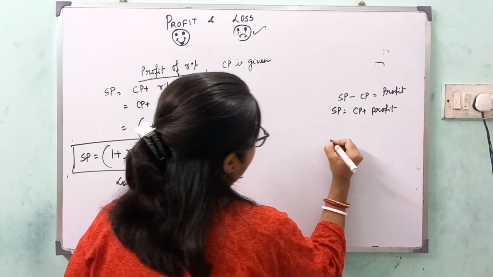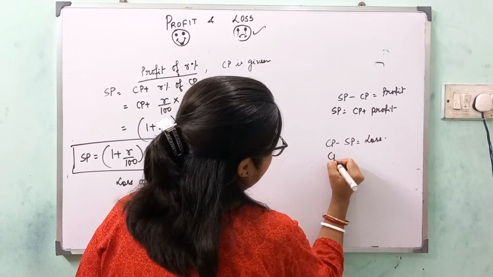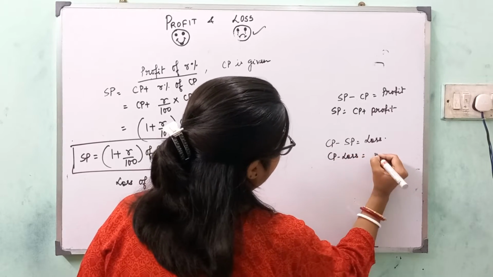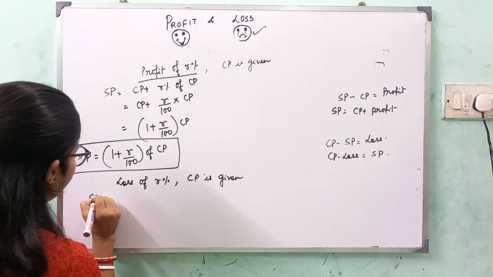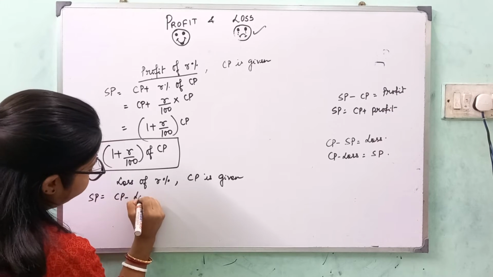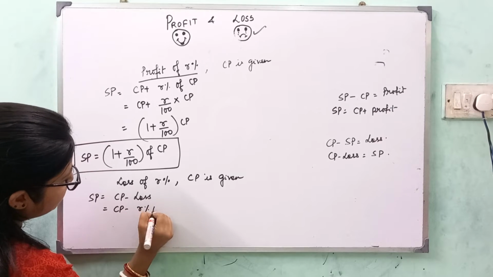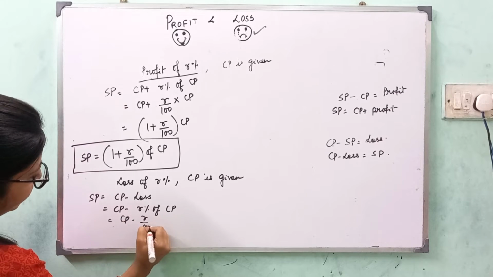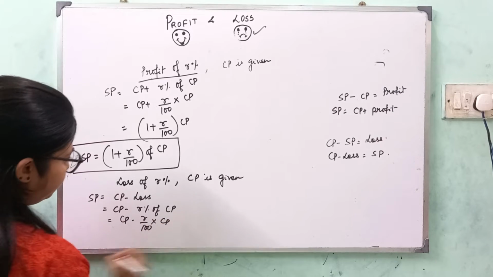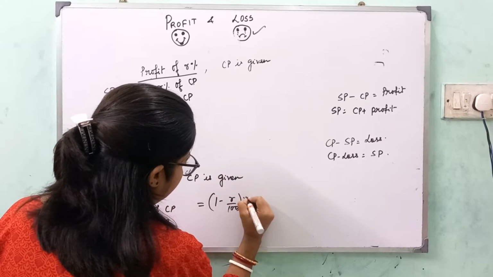Now we just checked over here, CP minus SP is equal to loss. So CP minus loss is equal to your SP. The cost price minus the loss is your selling price. So SP will be CP minus loss, so CP minus R percentage of CP. So CP minus R by 100 into CP, that is equal to 1 minus R by 100 into CP.